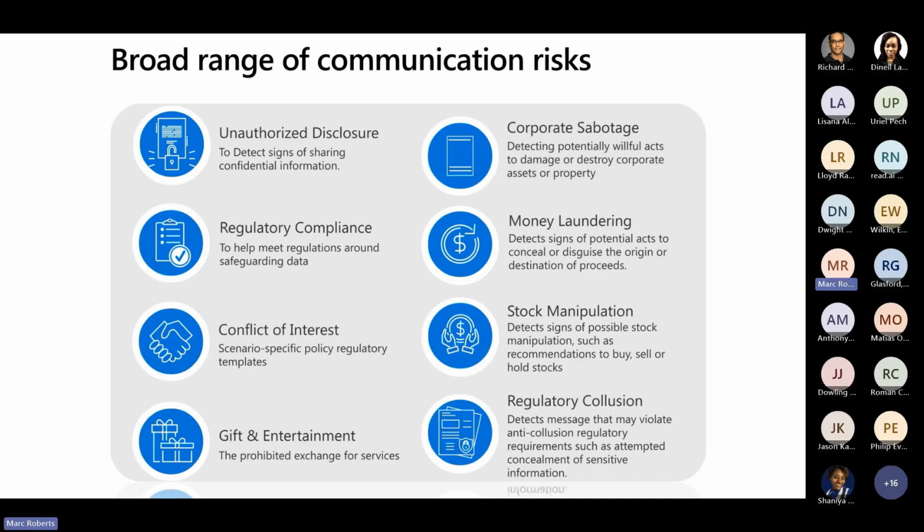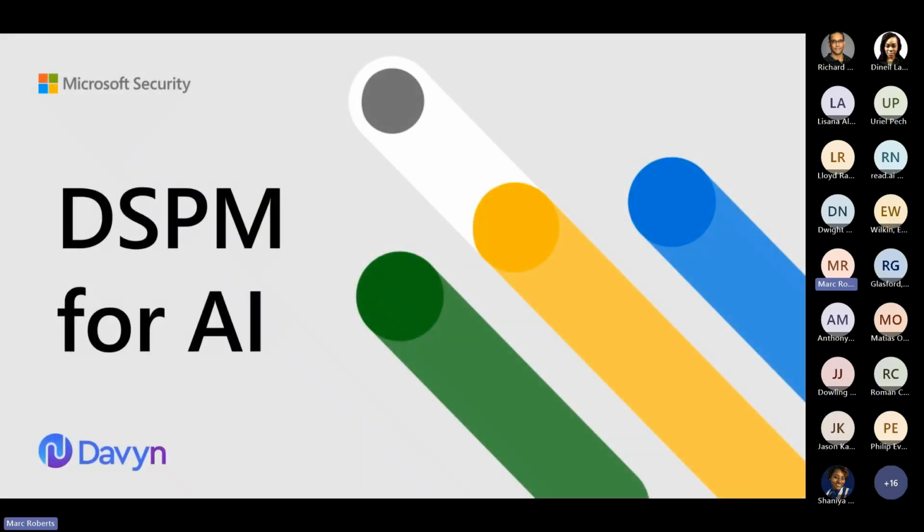And most recently, we have a new communication risk that most organizations are not aware of, which is AI, right? What the users enter into these AI apps, and what attachments, as you see, in terms of that communication. Which brings me to DSPM for AI.